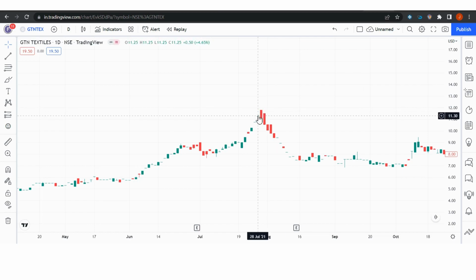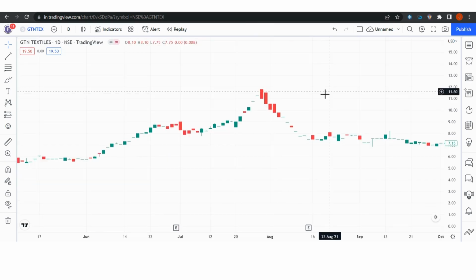Similarly for the lower circuit, let's say that if it had hit a lower circuit over here, according to our calculation that comes out to be 10.70. So let's say it had hit a lower circuit of 10.70. So you cannot say that now it will stay at 10.70 for the whole day. Okay, it might increase. Just that because it's on a lower circuit, it cannot decrease further on the same day, because this is not an FNO stock, right? So I hope I was able to clear the two confusions, right?